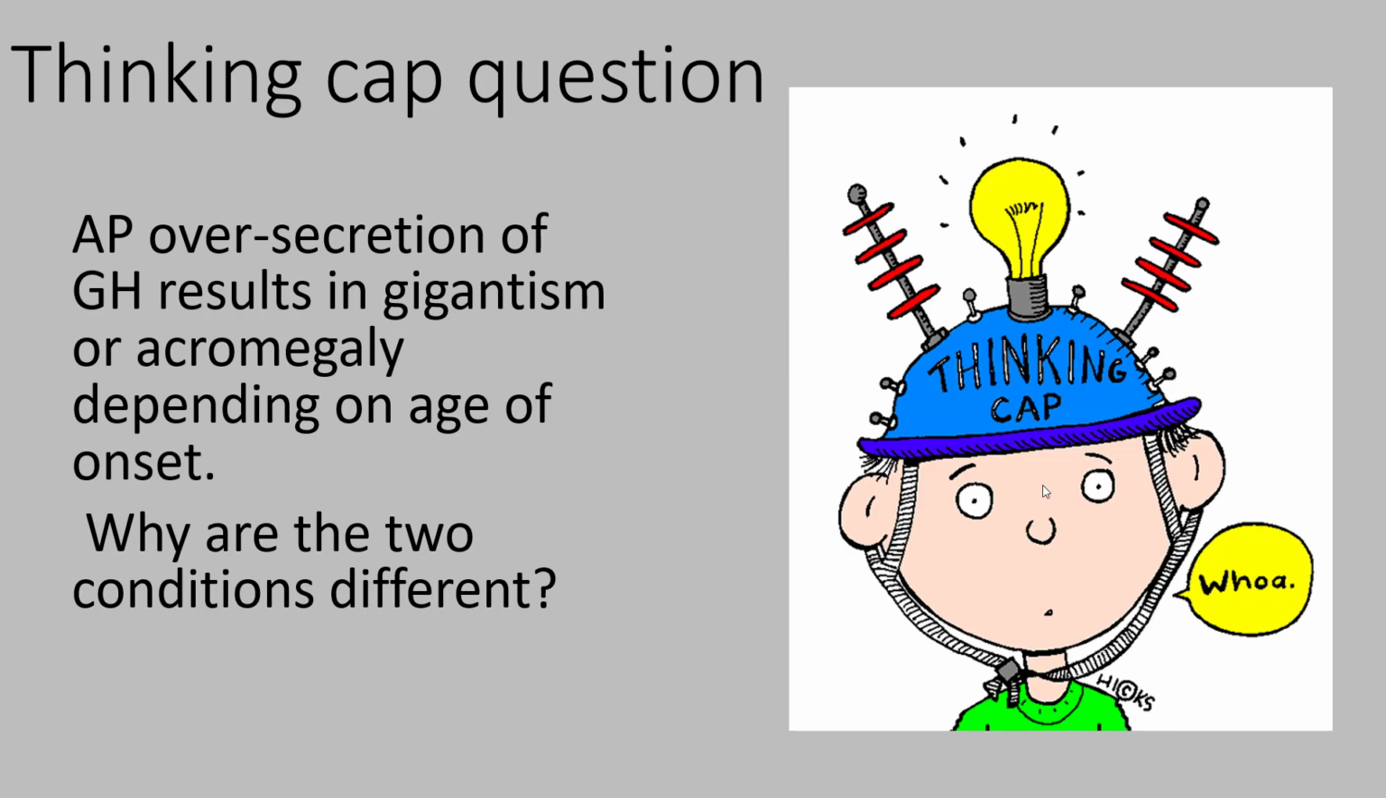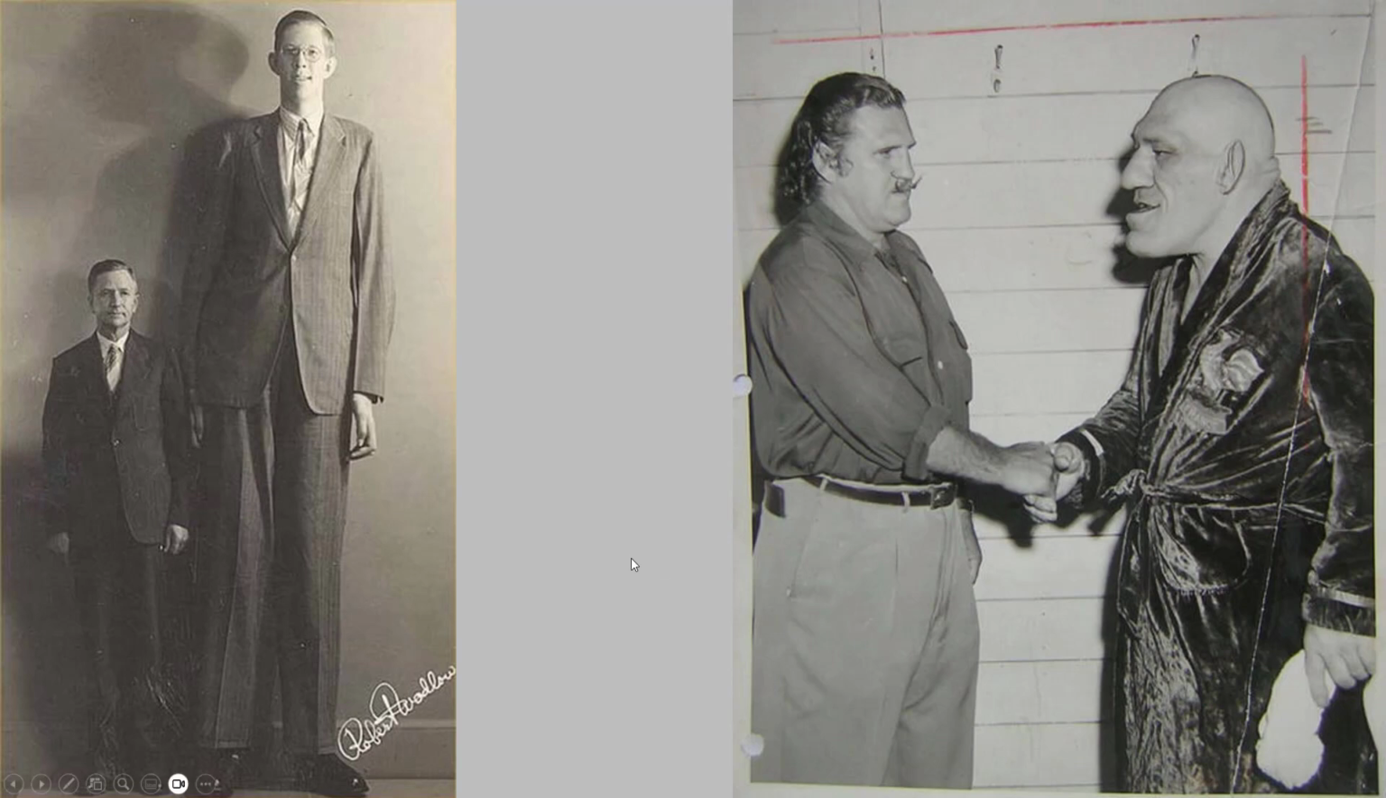Well, in gigantism, it was from childhood. He grew really, really tall. Why? Because his growth plates were still open. If your growth plates are still open, when there is increased growth hormone, they're going to become very active, and he's going to continue to get taller and taller and taller, reaching a very excessive height.